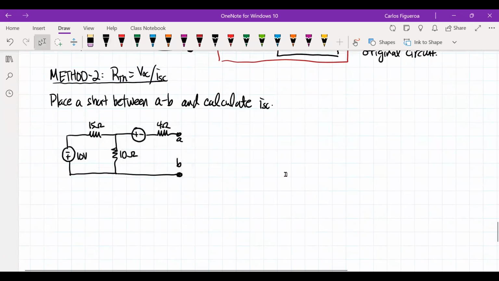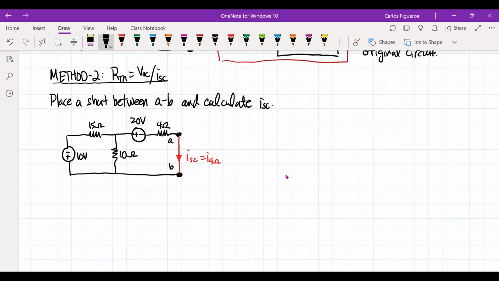So here's my circuit, and I know that this is 20 volts. And if I take out my A and B, that means here, this is my I short circuit right here. Now note, I short circuit is going to be the same as the current through the 4 ohm resistor. You've got to remember, the current always flows from A to B.